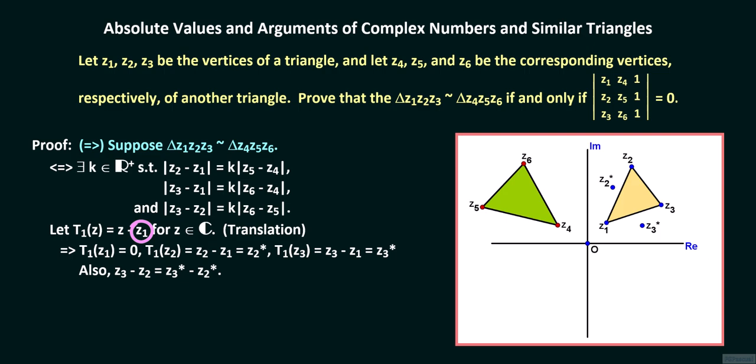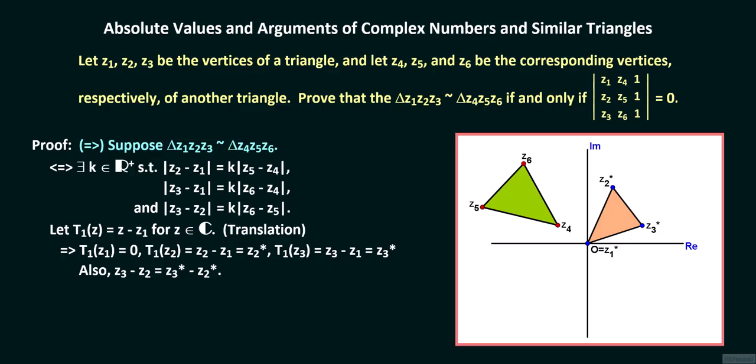Translations like complex conjugation and reflections across lines preserve distances and angles. So the transformation T sub 1 translates triangle Z1, Z2, Z3 onto the congruent triangle Z1 star, Z2 star, Z3 star. We're giving the origin the alias Z1 star.